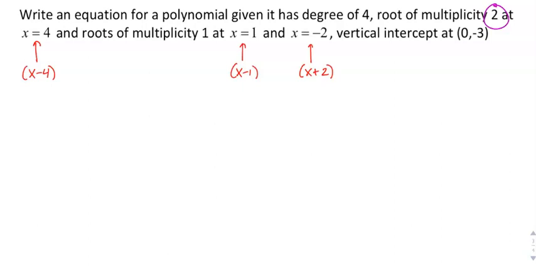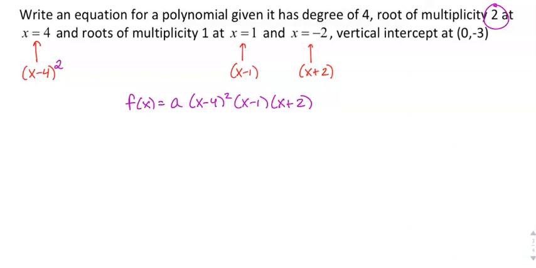A multiplicity of 2 means that it's going to be an (x minus 4) squared. For a multiplicity of 1, it's going to be an (x minus 1) to the first and an (x plus 2) to the first. It's okay to leave off those exponents of 1. So let's write what we know so far. Our function will have some leading coefficient, which we'll come back to, and then we'll have (x minus 4) squared, (x minus 1), and (x plus 2).